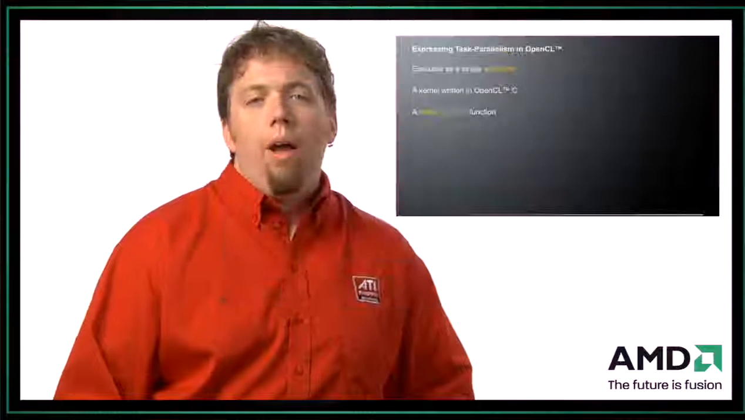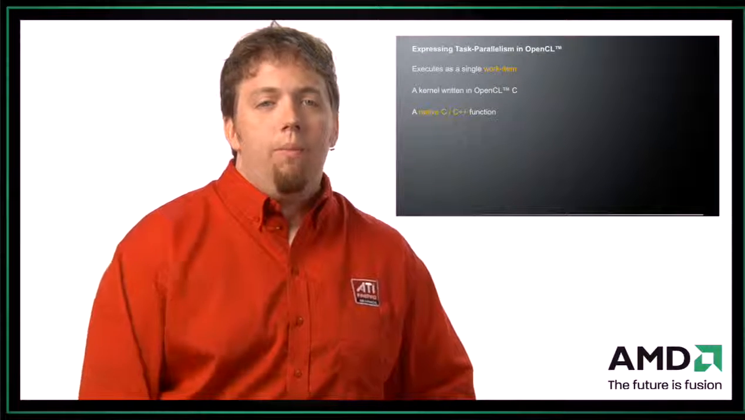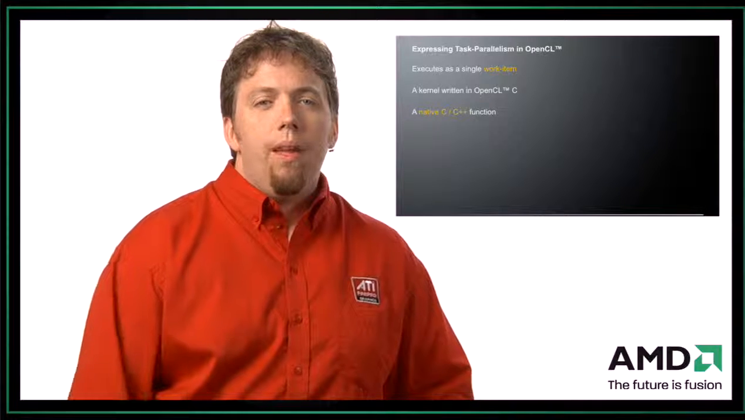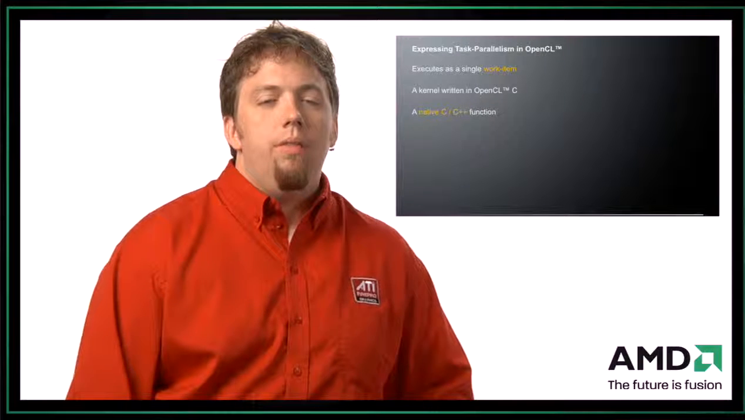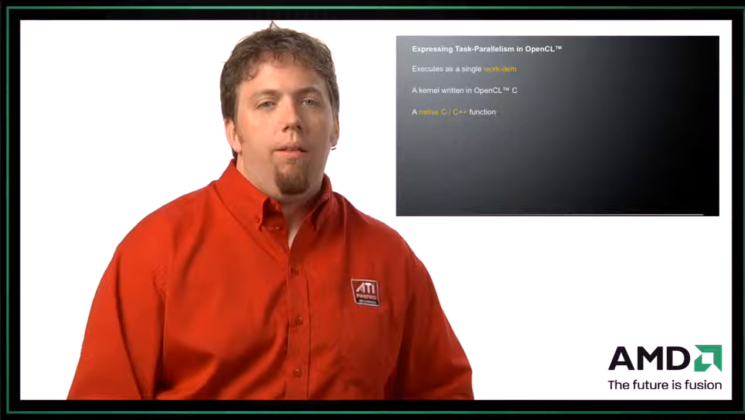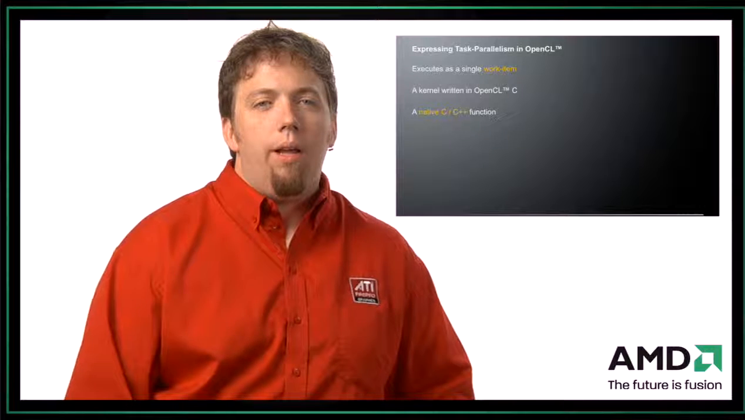You might be asking yourself, why would I ever want to express task parallelism in OpenCL? Well, the important thing is OpenCL has a fairly robust event model. And so that allows us to actually use the OpenCL event model to have task parallelism and data parallelism working together to fully utilize the entire system that you have.